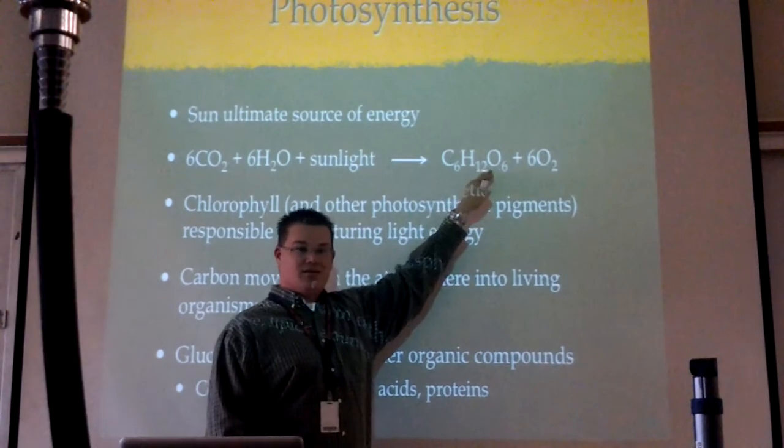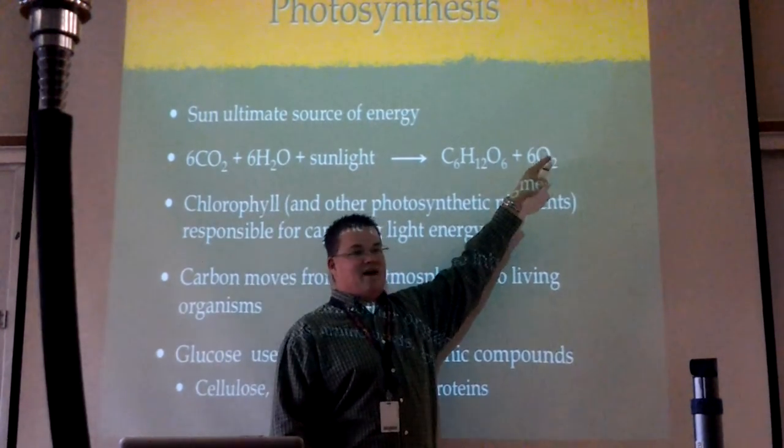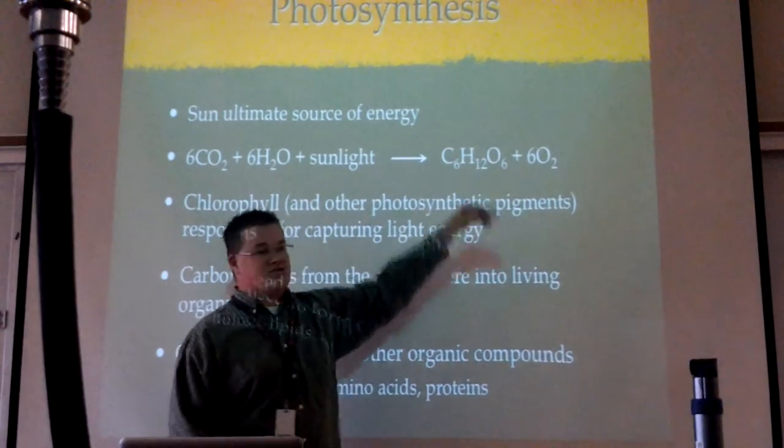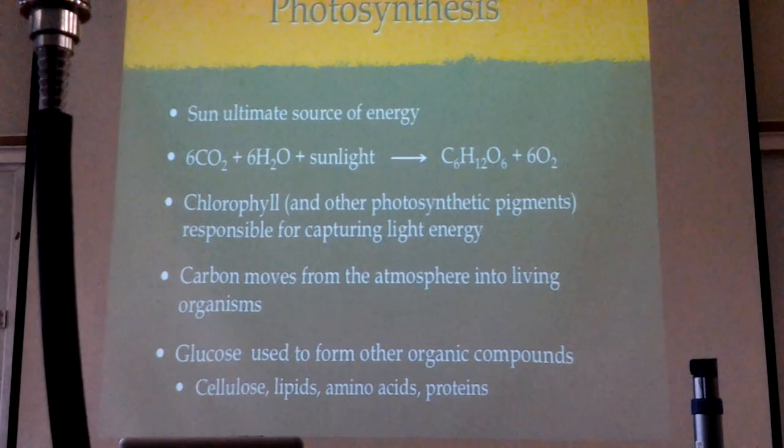Anybody know what this is called? Glucose and oxygen. Plants provide oxygen and then produce glucose. And glucose is a fundamental ingredient of life as we build all the different tissues and things like that in our bodies. We need that energy, we need that glucose. Okay, that equation you need to know.